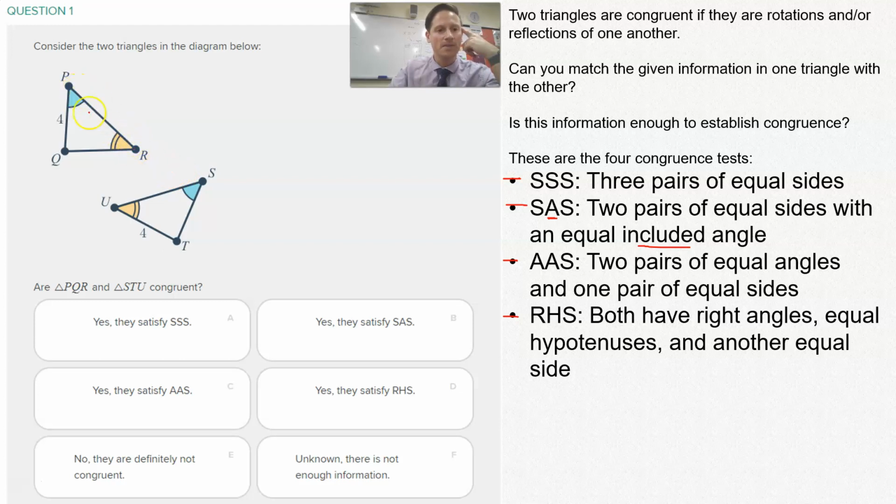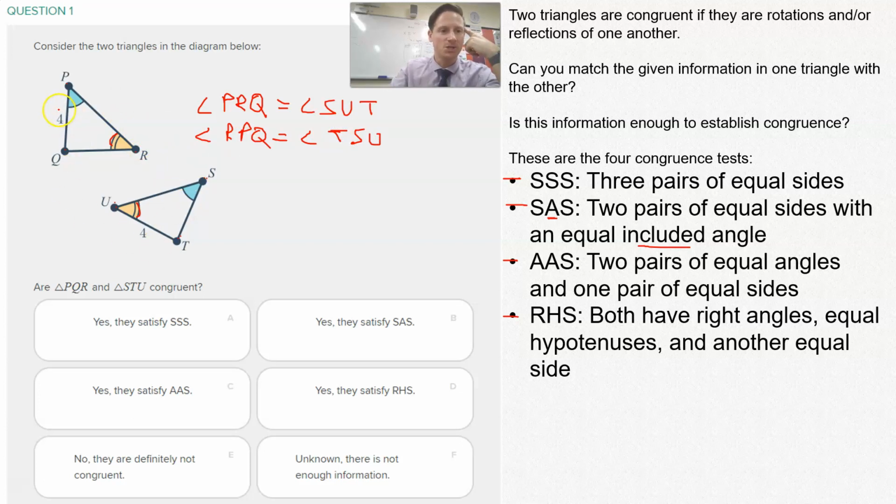Now we can say that angle PRQ equals angle SUT. So the two yellow ones, okay? SUT. So that's a good start. We can say that angle RPQ is equal to angle UST, okay? So angle RPQ, that's the blue one, equals angle TSU. Okay, because that's shown on the triangles.